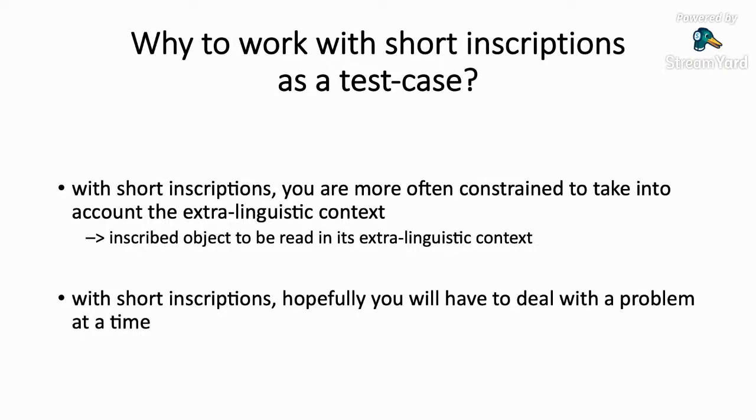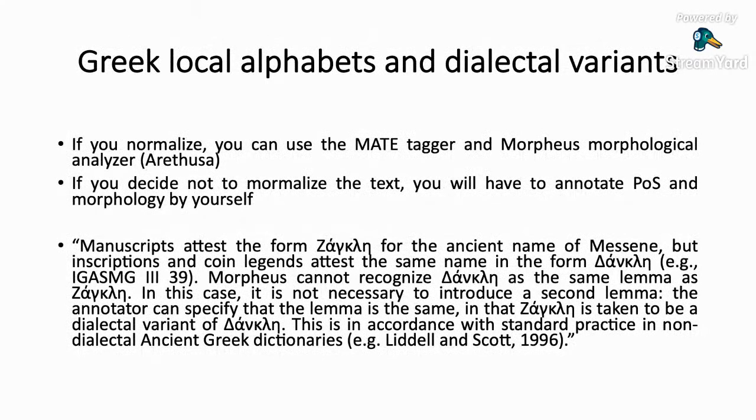And another point in favor of this corpus of short inscriptions was that it allows us to deal with the problem at the time. So one of the first problems we dealt with was how to represent the text. So, for example, you have the use of the Greek local alphabet.